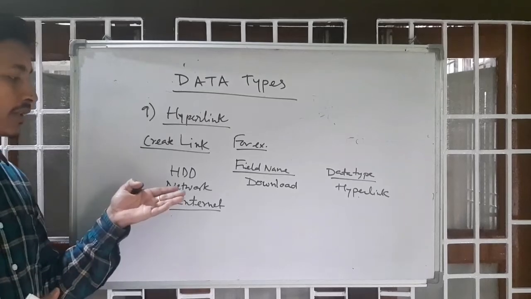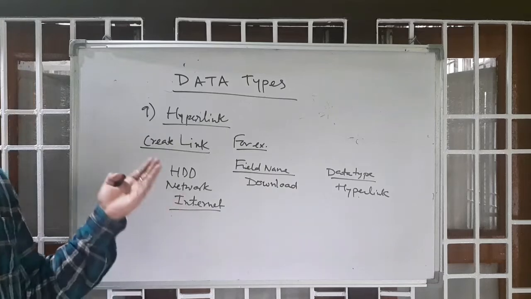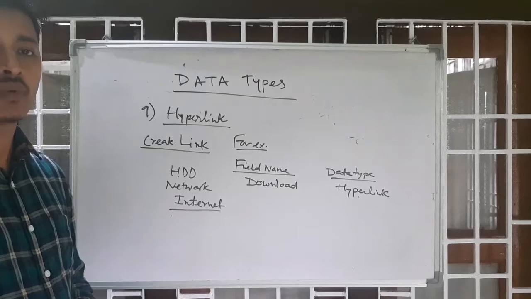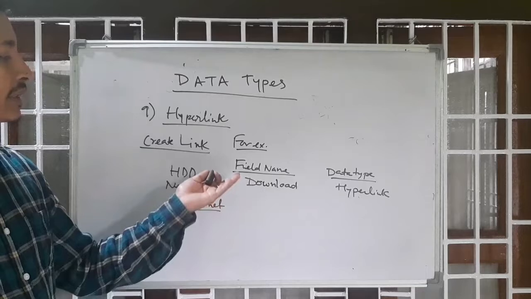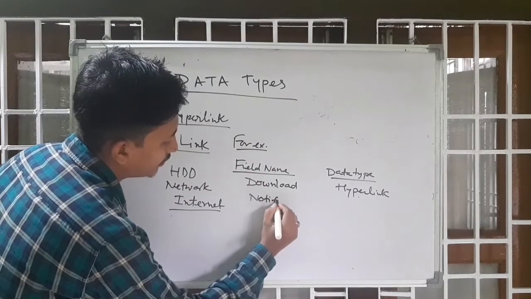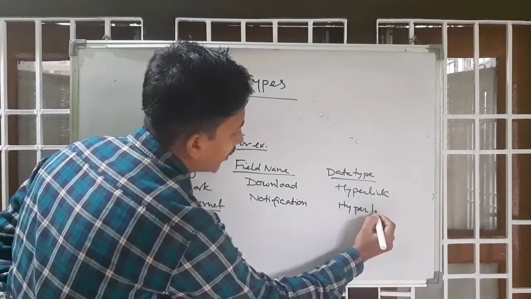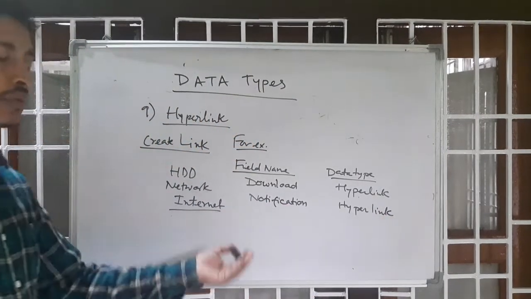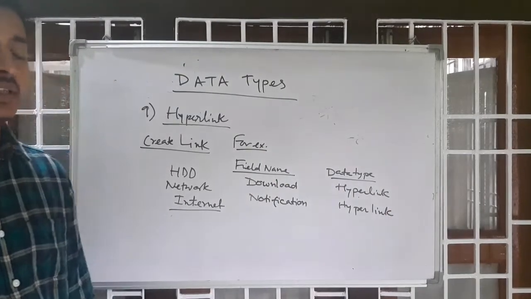Okay, you can connect to this network with the help of this hyperlink, or you can also link to the internet worldwide. You can download from the internet also. For example, file downloads, or maybe notifications. What type of notification is given to you in a school, university, or any other company?